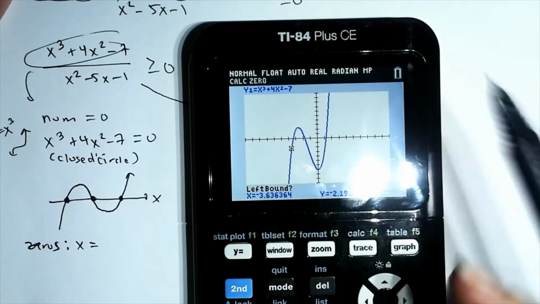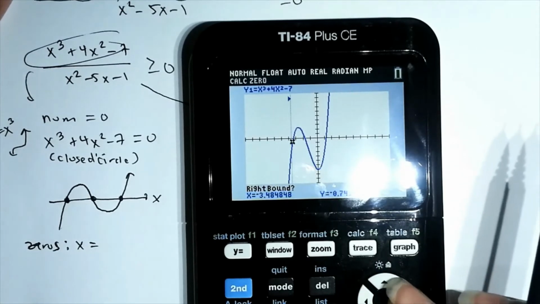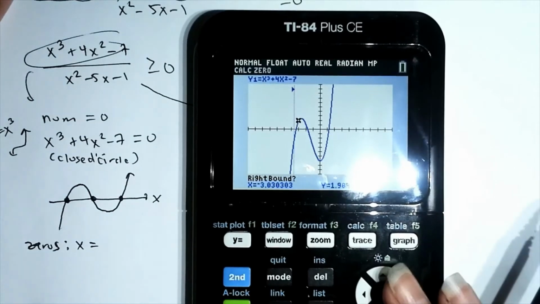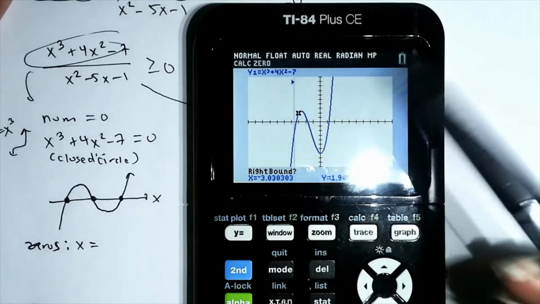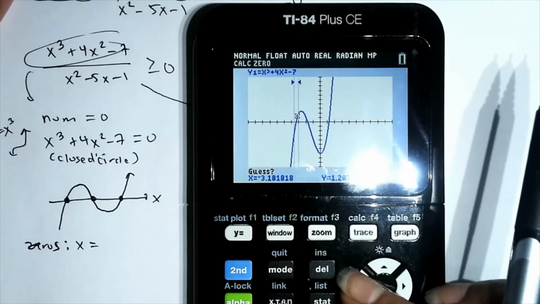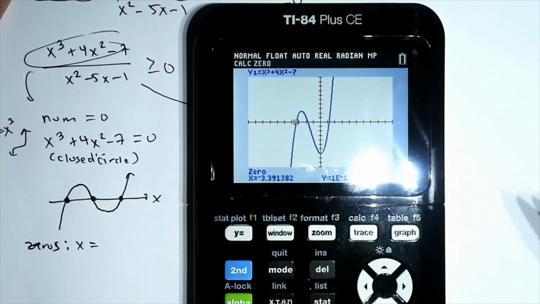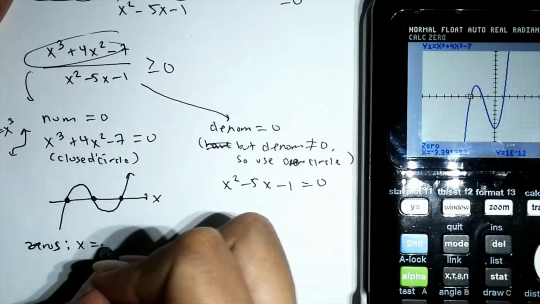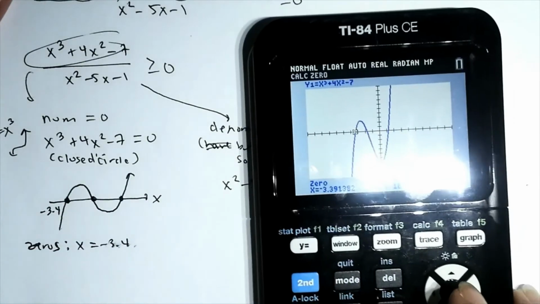The cursor is to the left, so we're good. Left bound, enter. Right bound. Put your cursor somewhere to the right using your side arrows. The zero is right there, and the cursor is to the right. Enter. Then for the guess, you can just leave it there, or if you're an overachiever like me at times, move it close. To 1 decimal place, because the direction says so, the zero is about -3.4. So I'll put -3.4 right here too. Cool, 1 zero down, 2 more to go.